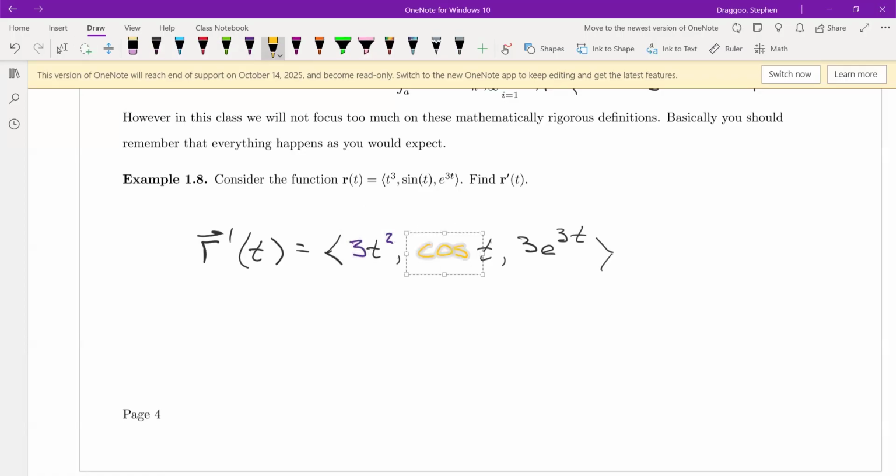And probably all of those pieces look pretty familiar. The power rule, the trig derivative rule, and the exponential rule. But again, we do it 3 times because there's 3 components. That's our problem.